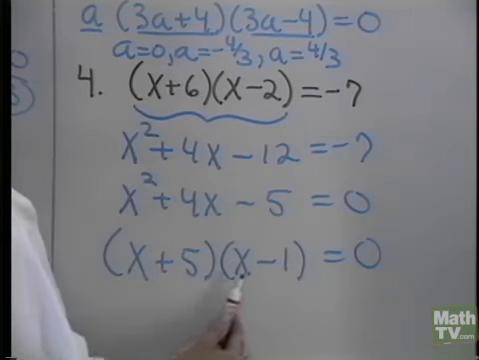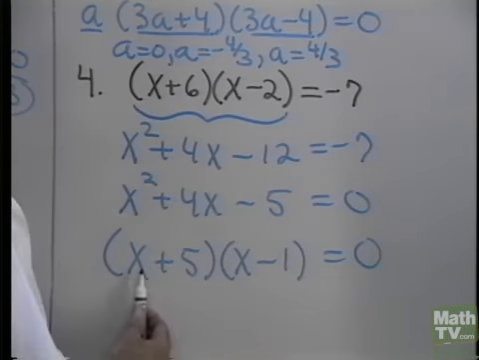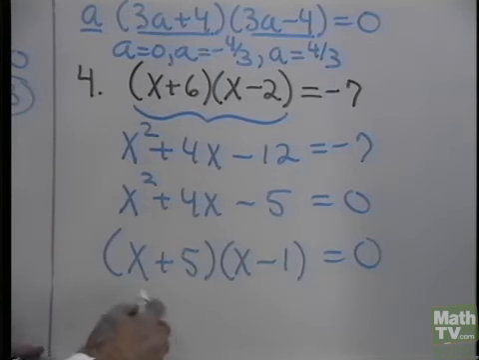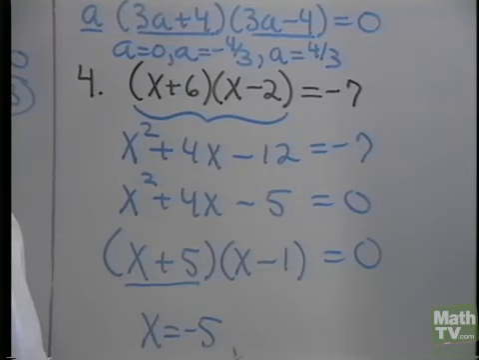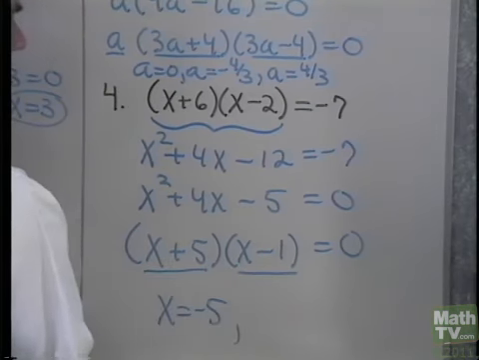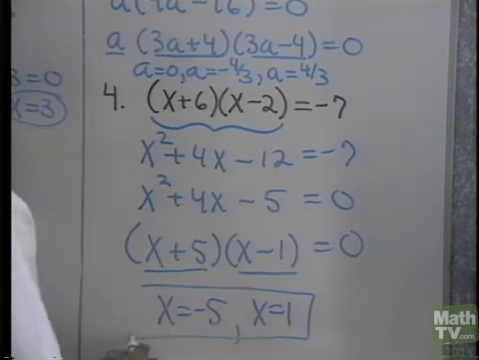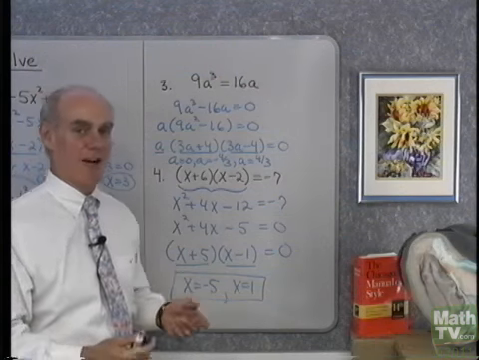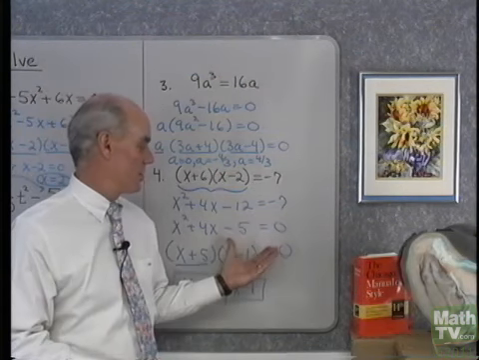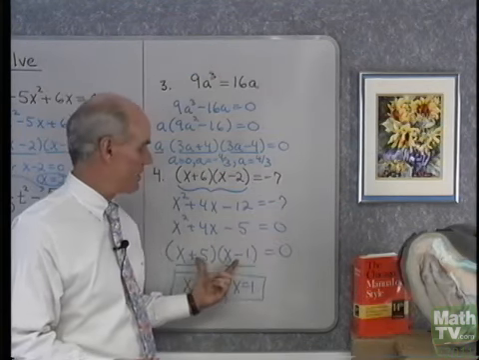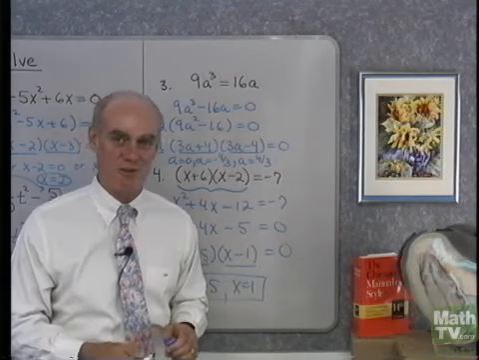Is that right? 5 times negative 1, negative 5. Inside is 5x, outside negative 1x. They add up to 4x. If I set this factor equal to 0, I get x equals negative 5 for one solution. If I set this factor equal to 0, I get x equals 1 for my other solution. So two solutions to this equation, and again, I found them by the same method: putting the equation in standard form, factoring the left side, setting the factors equal to 0 to find my solutions.